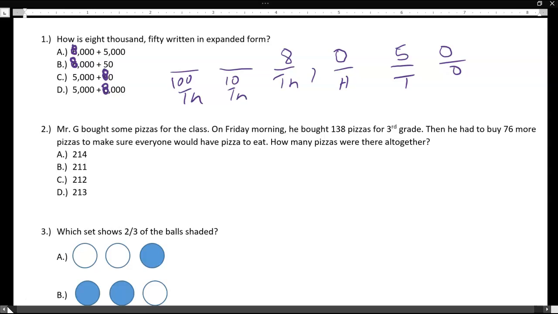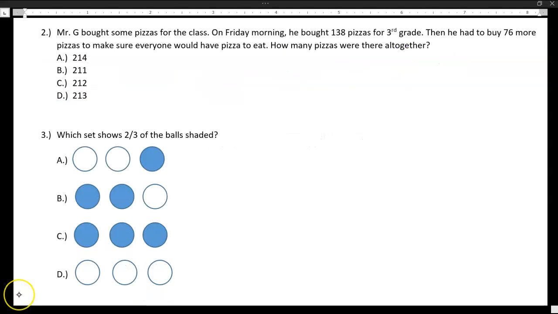A shows 8,000, right? But does it show 50? No, it shows 8,000. So A's out. What about B? 8,000 plus 50. Correct. C, 5,000 plus 80. They said 50. The 8 is supposed to be 8,000. D, 5,000 plus 8,000. No. It's like the first one but backwards. Our answer is B.